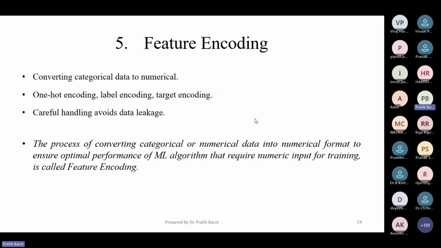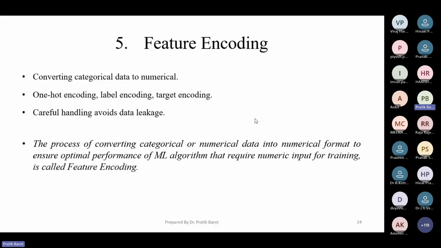Machine learning algorithms are designed to work on numeric data. So converting the categorical data to numerical, that we can do using feature encoding. There are different techniques of feature encoding: one-hot encoding, label encoding, and target encoding. Among these three, one-hot encoding is widely used. It is the process of converting the categorical data into the numerical format to ensure the optimal performance of ML algorithms that require numeric input for training.